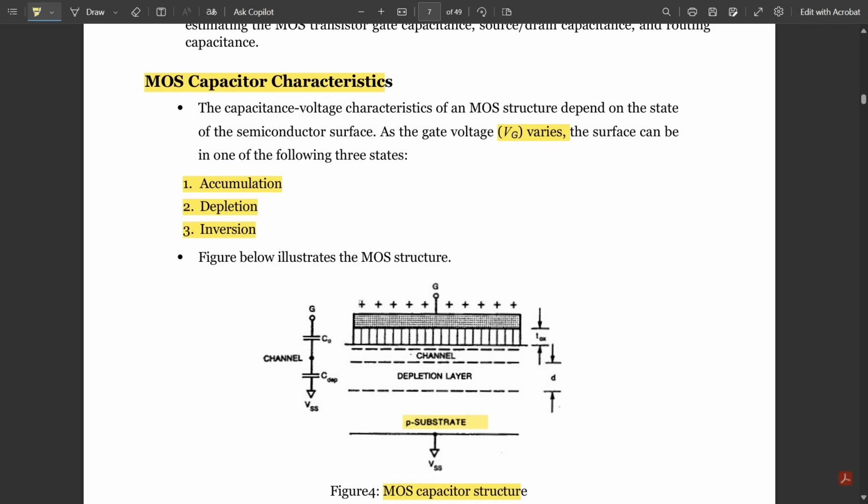The figure below illustrates the MOS structure. Here we have one MOS structure, and this layer is called the polysilicon layer. This is the thin oxide layer, this is the depletion layer, and this is the channel. It could be N channel or P channel, but in this case it is N channel because we are using P substrate. This is the TOX, that is the thin oxide. Then we have capacitance, PSS, and these are the terminals: gate, source, and drain. This is the channel here.